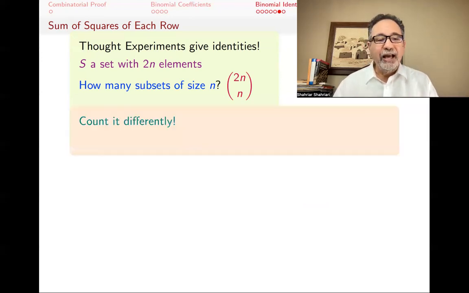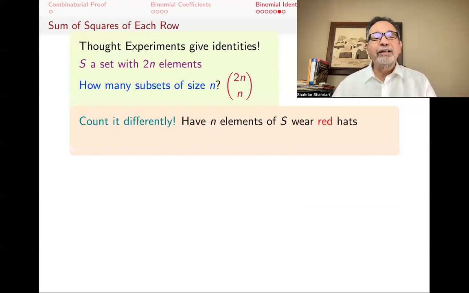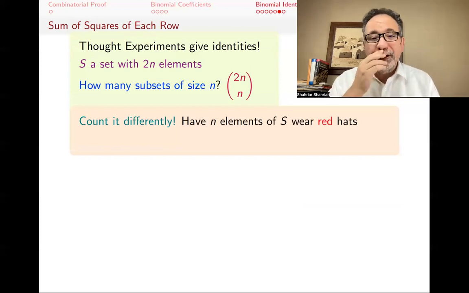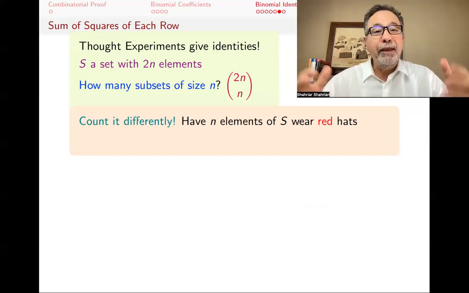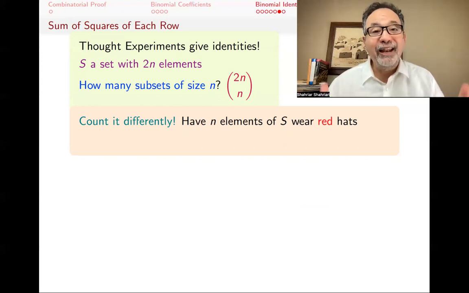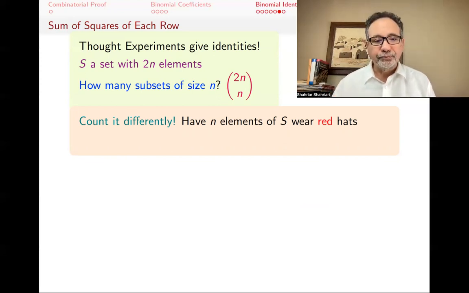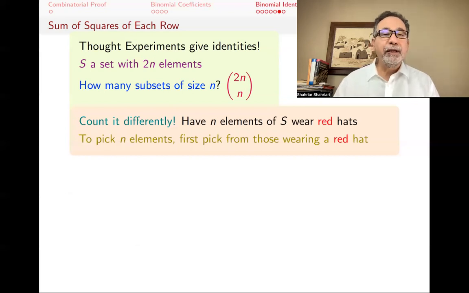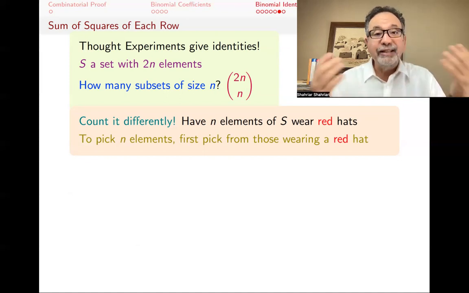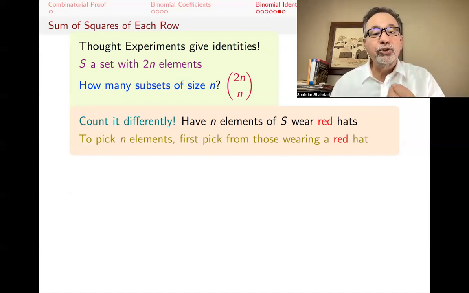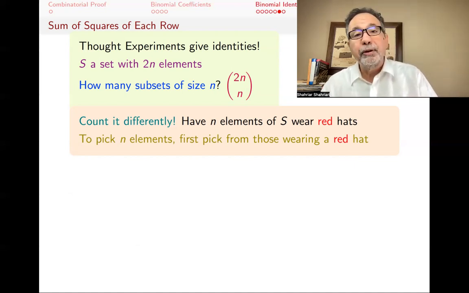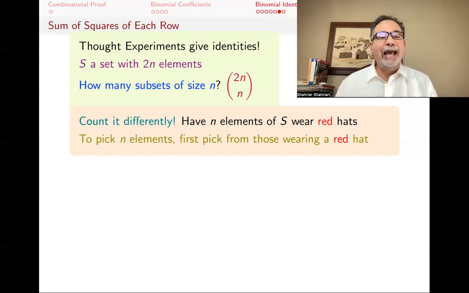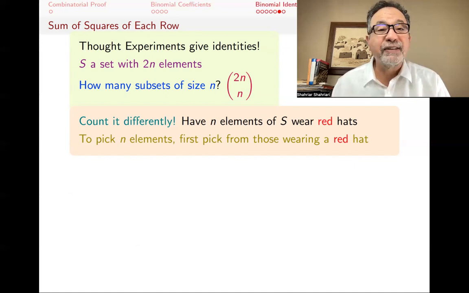And this is what I'm going to say. I'm going to count it differently. How? Well, the elements of S, think of them as people. I'm going to ask n of them to wear red hats. So you've got 2n people. You're going to choose n people. But now among your 2n people, n of them are wearing red hats. And so instead of picking just n elements from the whole group of 2n people, which the answer would be 2n choose n, that's the number of ways I could do that. Instead, what I'm going to do is I'm going to say, first I'm going to pick some people who are wearing red hats, and then I'm going to pick some people from the people who are not wearing a red hat. And that's how I'm going to make my subsets of size n.